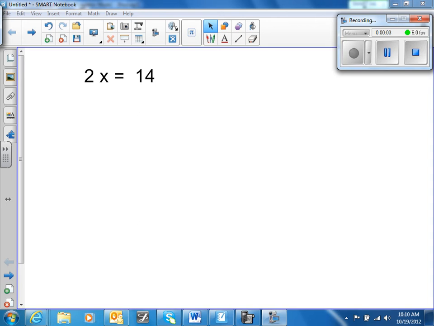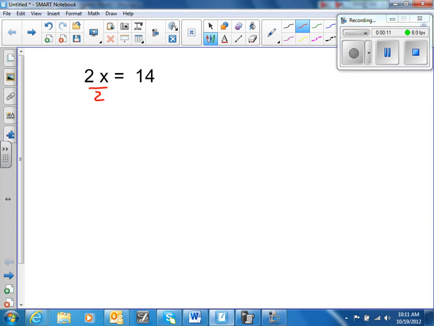Okay, what we're going to do today is solve equations via matrices. Starting off, let's look at this problem here, 2x equals 14. Normally people would just divide by 2 and you get x equals 7. That's typically how you would normally solve this.